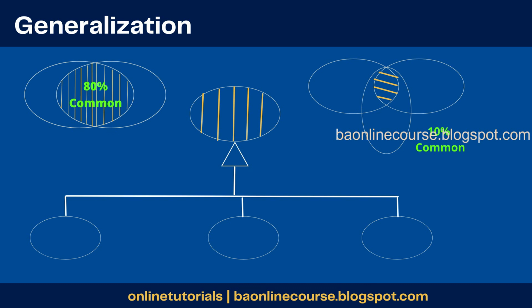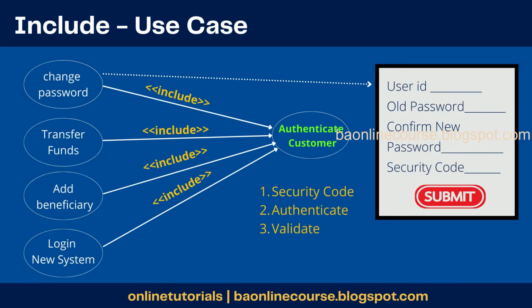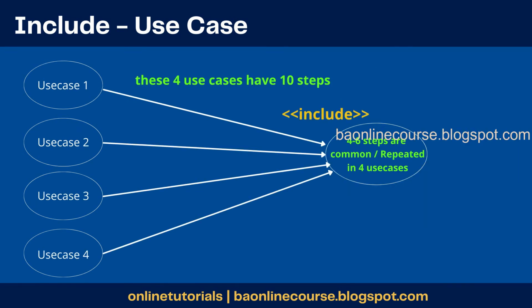I hope that clarifies the difference between generalization and include. If a small piece of functionality is repeating across unrelated use cases, use an include. Authentication of customer is a small behavior repeating across unrelated features: changing a password, transferring funds, adding a beneficiary, login from a new system. All unrelated features, but you're using some common functionality. So pull that out and define it as an include.